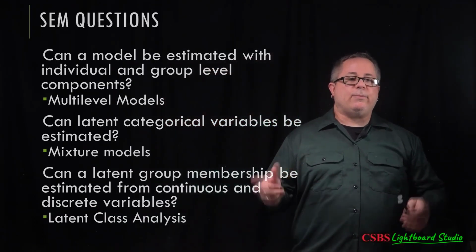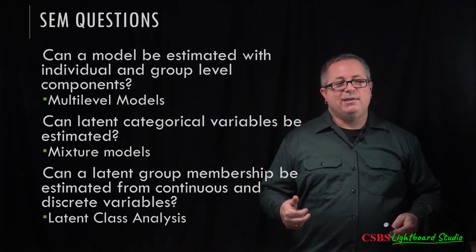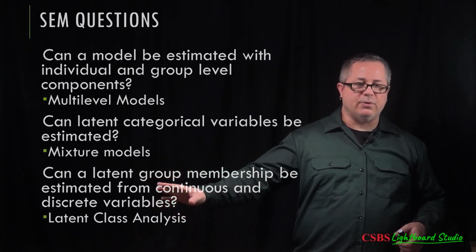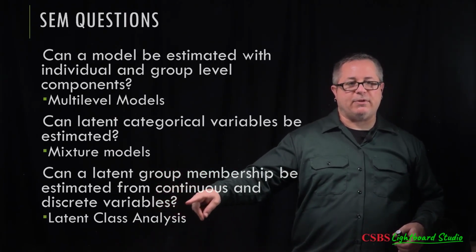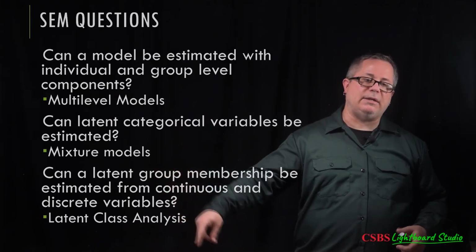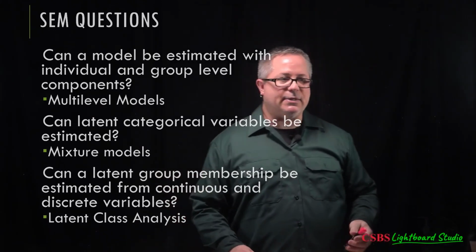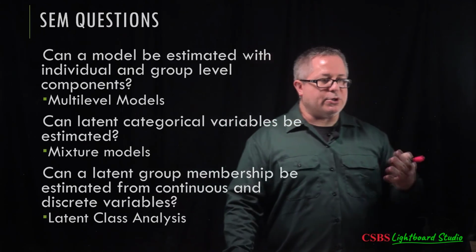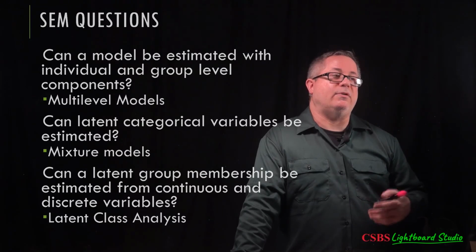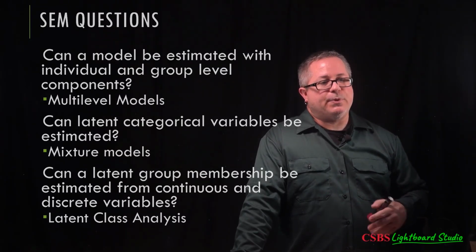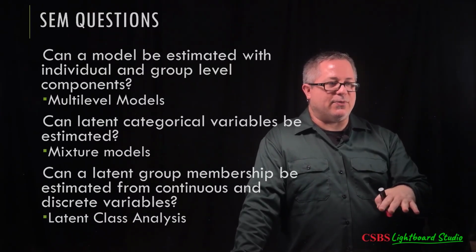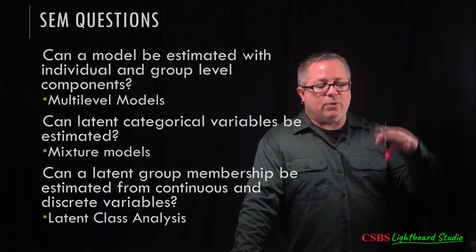Can latent categorical variables be estimated? Yes. So you can do something called a mixture model or a latent mixture model. A different kind of that is, can a latent group membership be estimated from continuous and discrete variables? These two things do some similar stuff, mixture models and latent class analysis. This is the idea that I think people belong to certain groups. Let's say you're looking at indicators of heart disease. There is the heart disease group, there's the at risk for heart disease group, and there's a low risk for heart disease group. But as people come in, you don't know which group they're in.